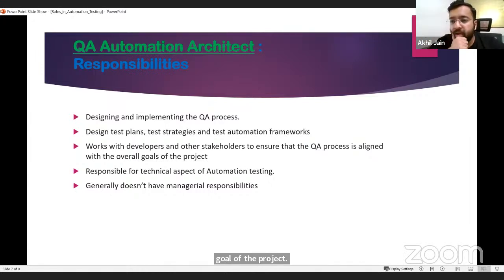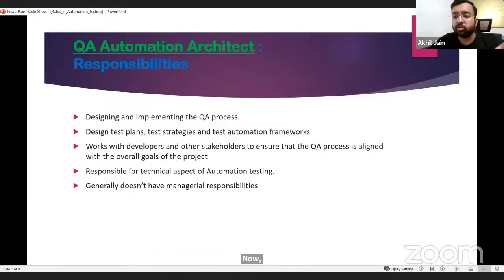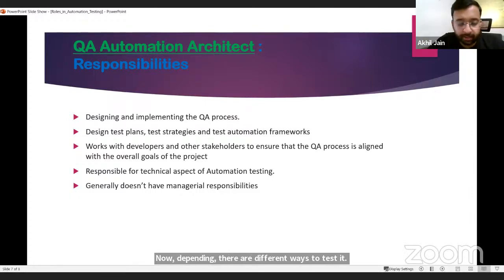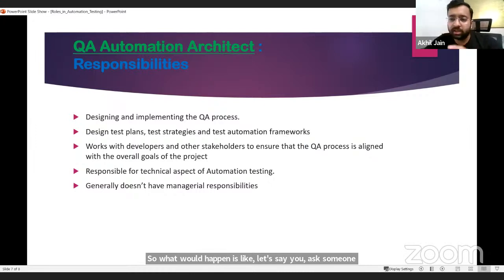So let's say that we have a React based application on which we need to do UI automation, right. Now there are different ways to test it. There are different UI automation frameworks available in the industry. So what could happen is, let's say you ask someone from the senior team and from the junior folks, okay, these are different sections of the application, can you please automate this.